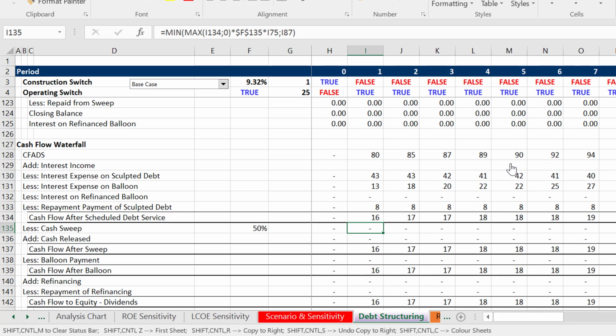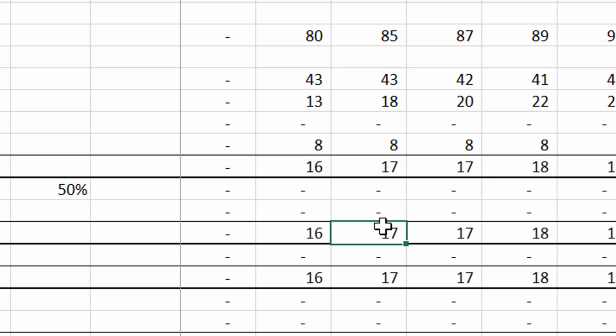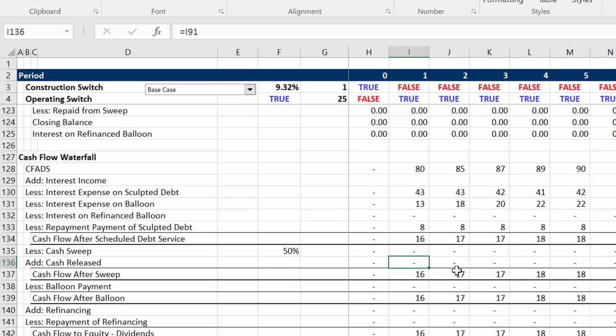Maybe I should go a little bit slower on this min-max. This says, take this one if it's above 0. That's the maximum here. Take that. Multiply that by the 50%. And then also multiply it by this switch for when the repayment occurs. That's what I just showed you. And then make sure you haven't swept too much, because if you swept more than the total balance of the debt, you can stop. And then this cash released, that actually comes from above. We could have done the calculation below. It would have been better.